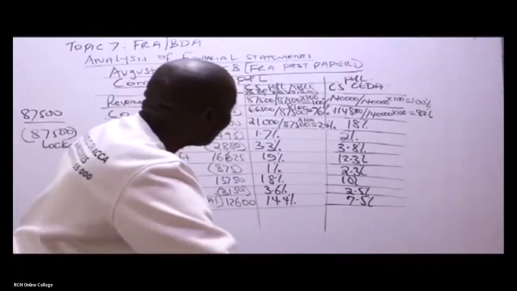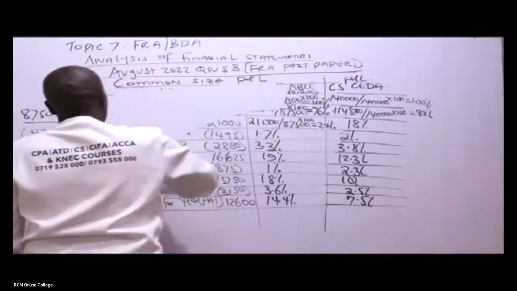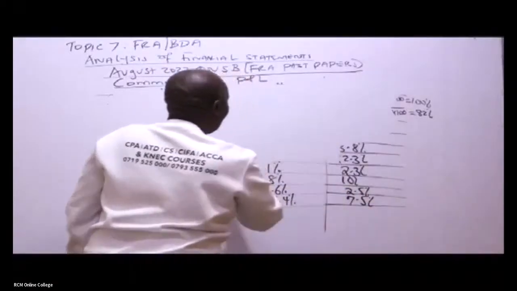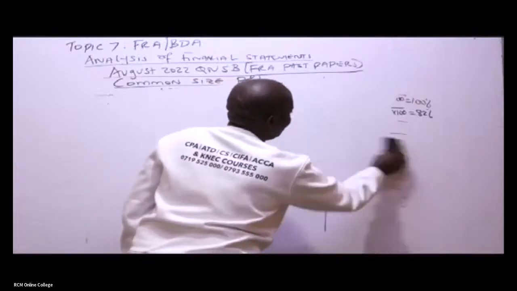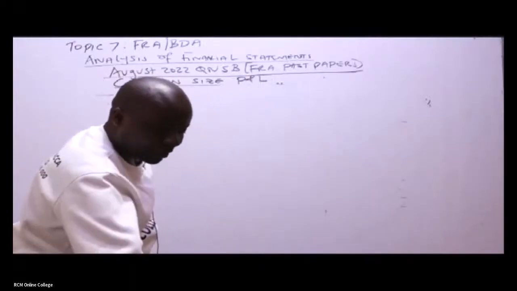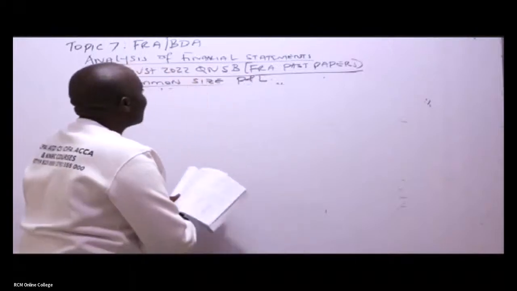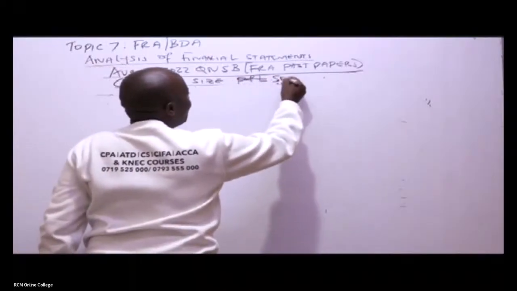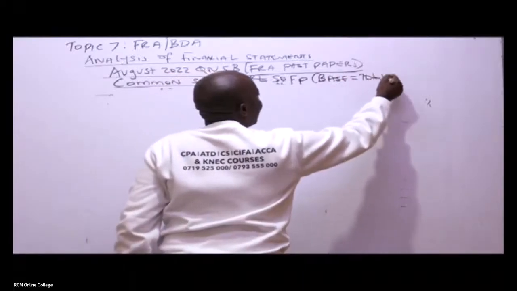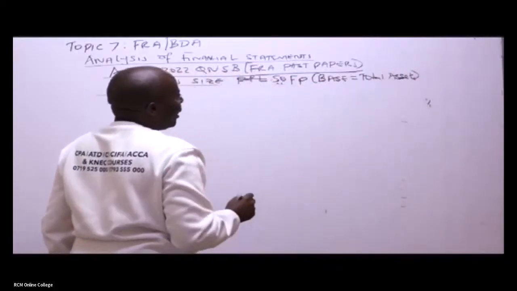Ladies and gentlemen, with your permission, I'll go and do a common size statement of financial position. All right. Under the common size statement of financial position, our base will always be total assets. Look for the total assets figure. Let's start with Able.